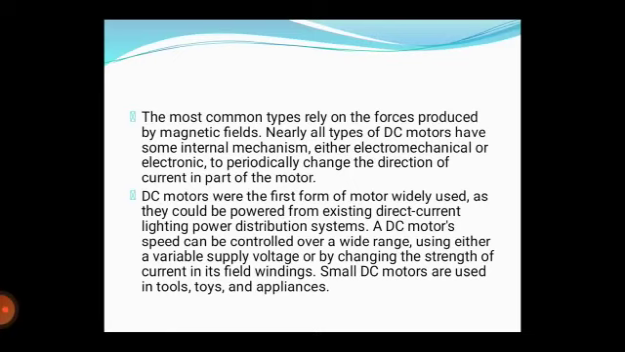DC motors were the first form of motors widely used, as they could be powered from existing direct current lighting power distribution systems. A DC motor's speed can be controlled over a wide range using either a variable supply voltage or by changing the strength of the current in the field winding. Small DC motors are used in tools, toys, and other appliances.